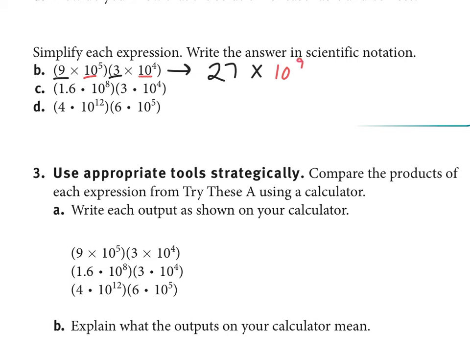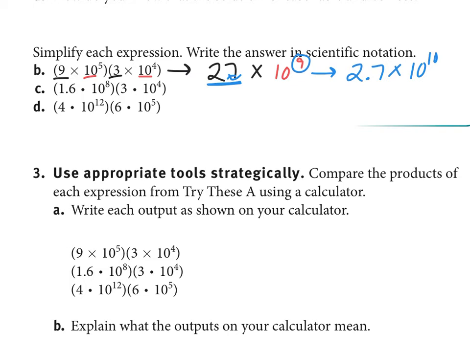Now, here's our little trick, though. Is this scientific notation? And the answer is it's not yet scientific notation because 27 is not between 1 and 10. So it would need to be written as 2.7. So we actually had to move the decimal one place back. That means on the power of 10, we're going to need to increase it, since we moved it back one more time, to make it times 10 to the 10th.